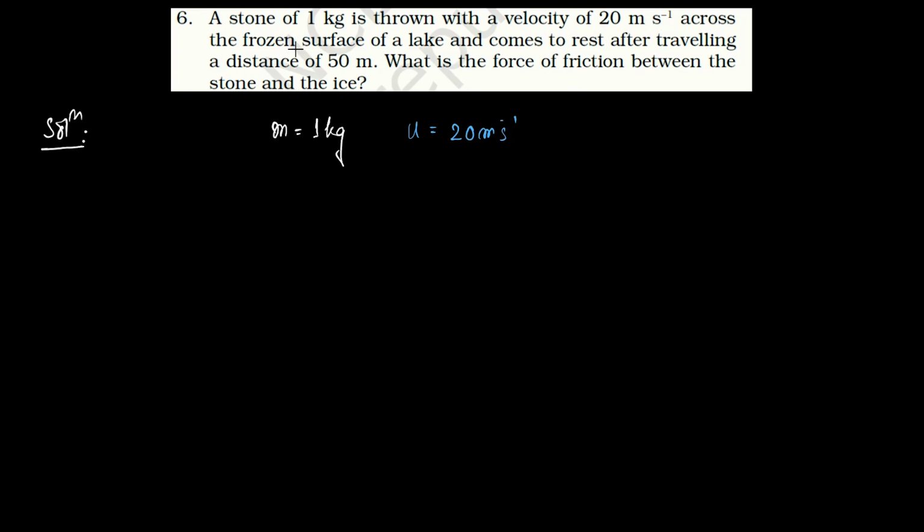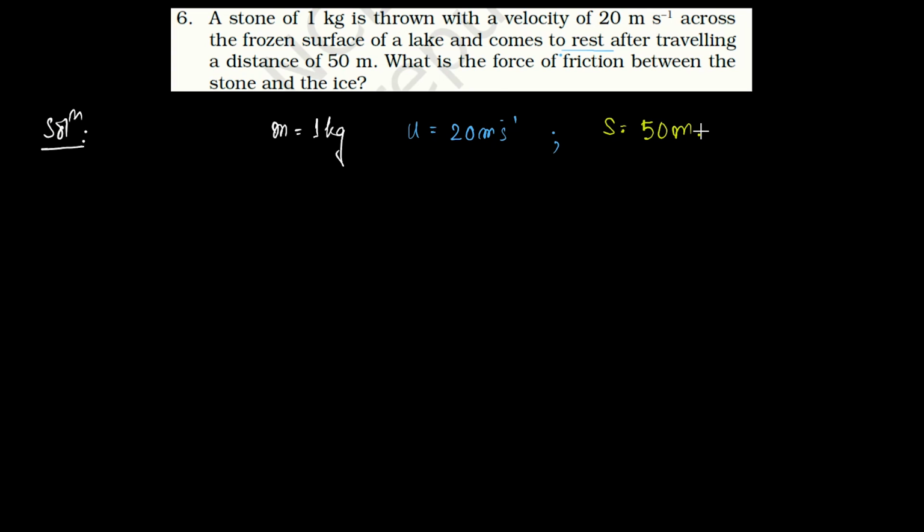Across a frozen surface of a lake, and comes to rest. That means what? The final velocity is going to be how much? 0, obviously. That's why 20 meter per second is nothing but the initial velocity. After traveling a distance of 50 meter, that is the extra information given. That distance is s equal to 50 meter, right? Mass is given, u is given, and distance is given.